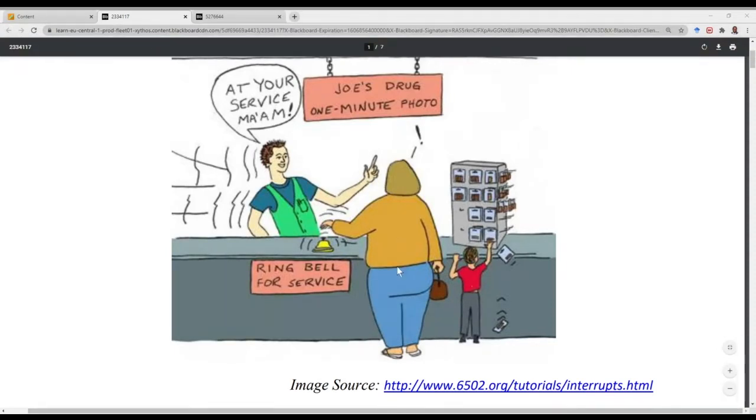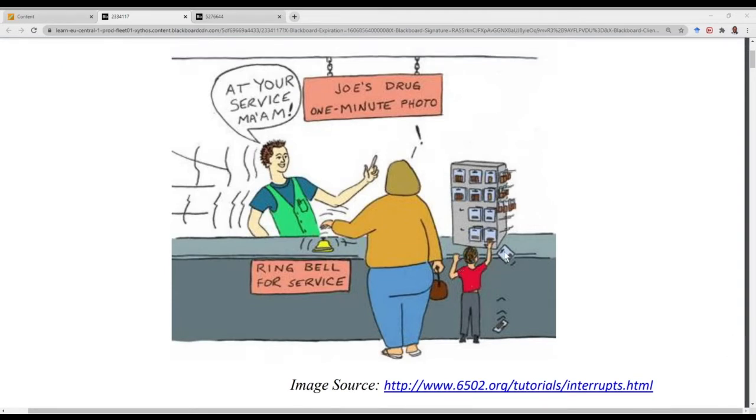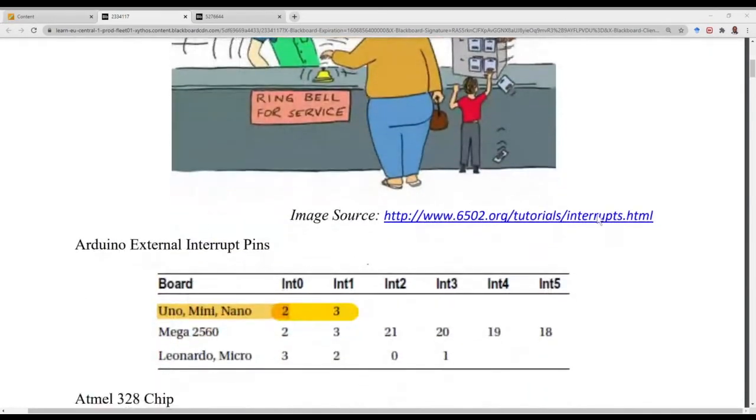That's an interrupt. The mother is talking to the receptionist, then the child drops something, the mother stops the communication and attends to the child because she's also an interrupt. So you can have interrupts in hierarchies like that. Because she is an interrupt, she needs to stop, attend to the child, and when she finishes, she comes back to attend to the processor. So in this particular case, the receptionist is called the processor.